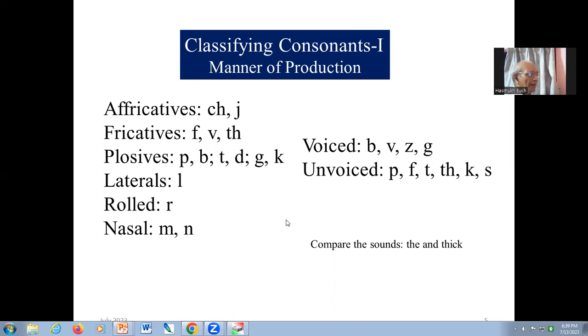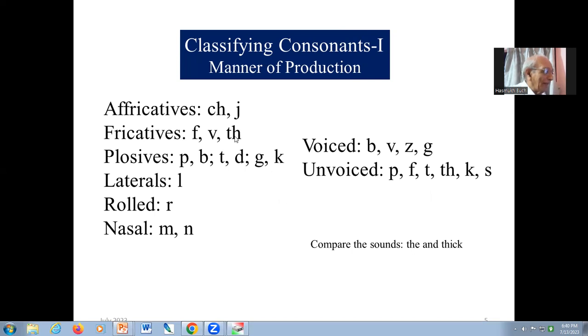Now compare the sounds T and TH in tick. So here I have written T. So TH is figuring in both. So DO and TO.